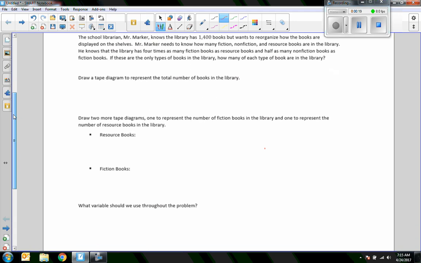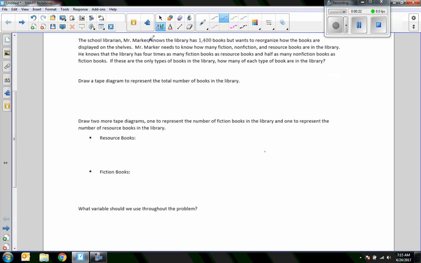So here's our first example. The school librarian, Mr. Marker, knows the library has 1,400 books, but wants to reorganize how the books are displayed on the shelves. Mr. Marker needs to know how many fiction, how many nonfiction, and resource books are in the library. He knows that the library has 4 times as many fiction books as resource books, and half as many nonfiction books as fiction books. If these are the only types of books in the library, how many of each type of book are in the library?